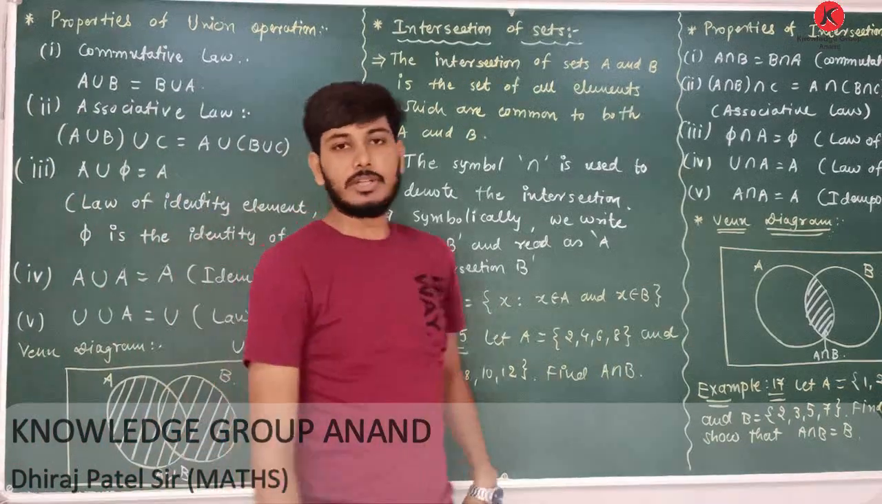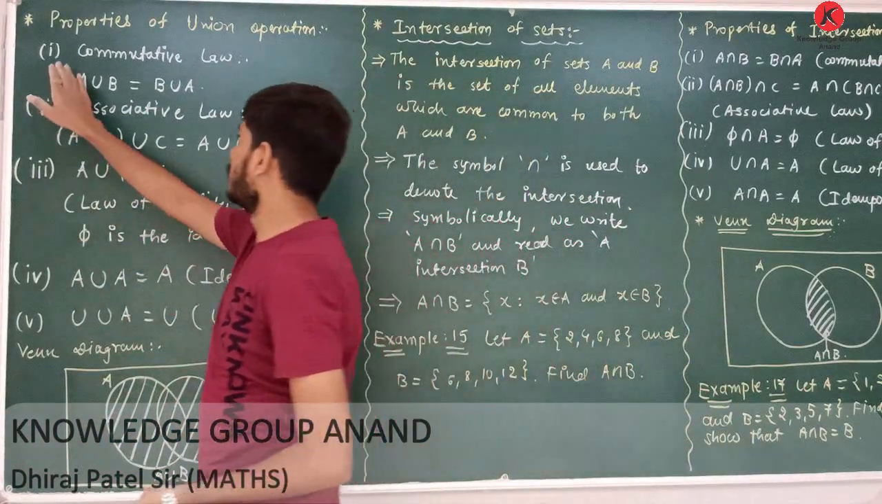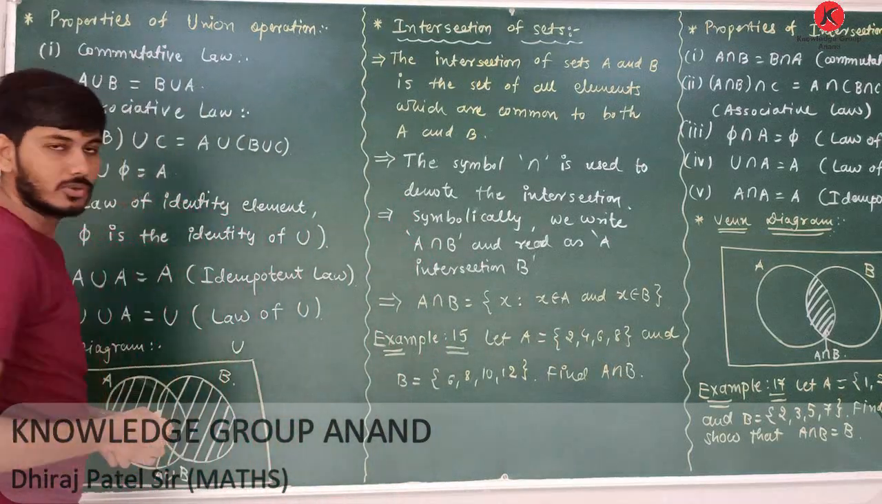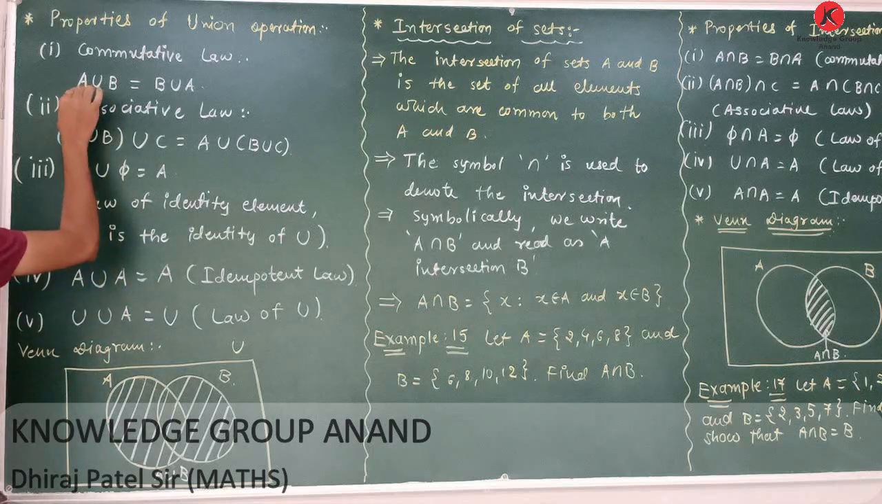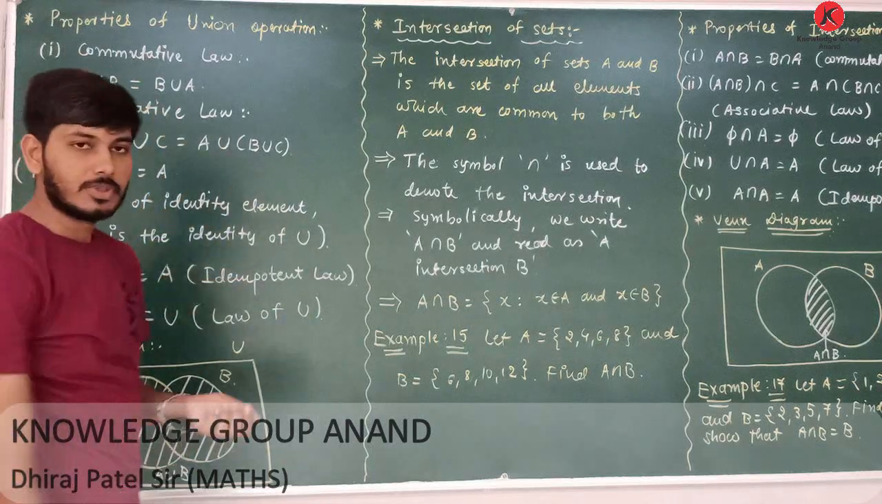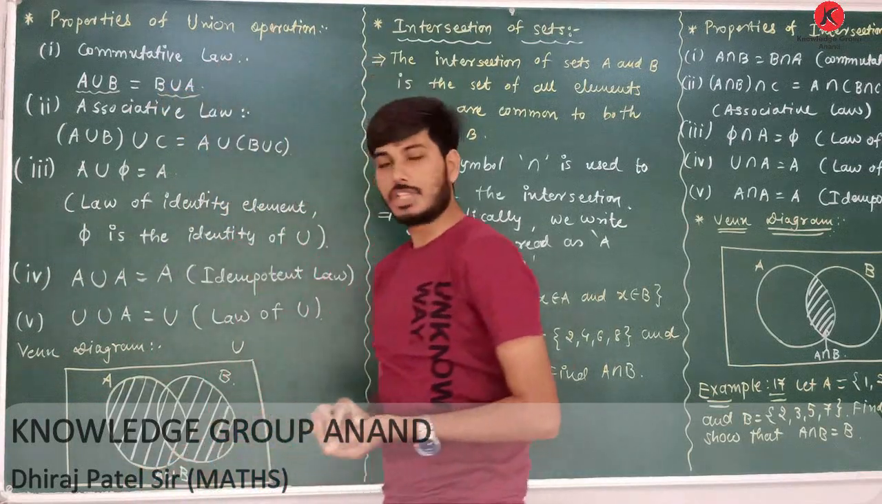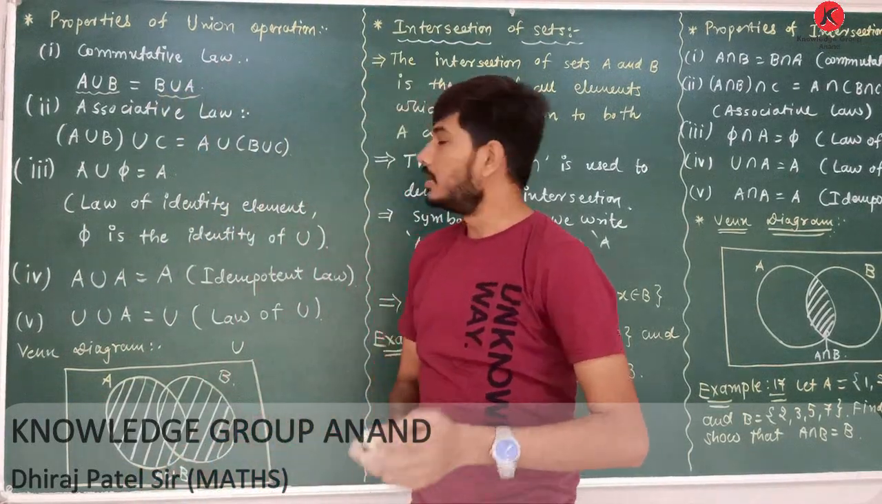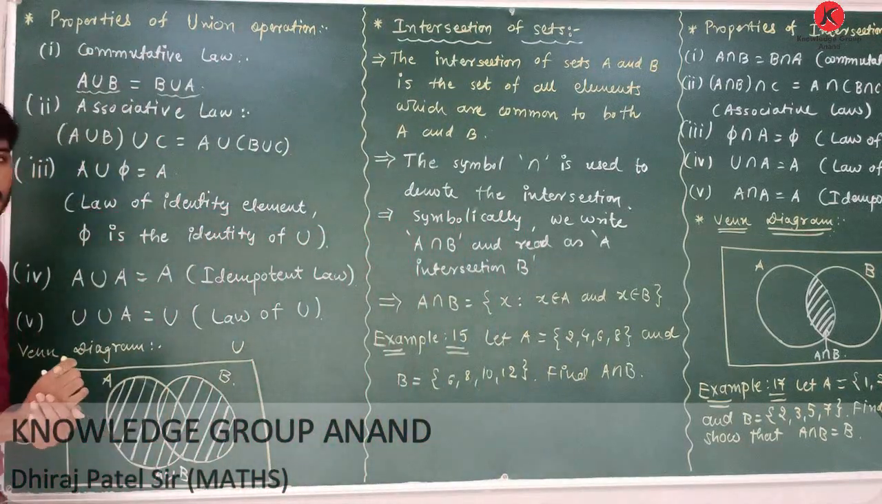Now we are going for the properties of union operation. The first law is commutative law. What do you mean by commutative law? So if we find A union B and B union A, they are always equal. A union B equals B union A.